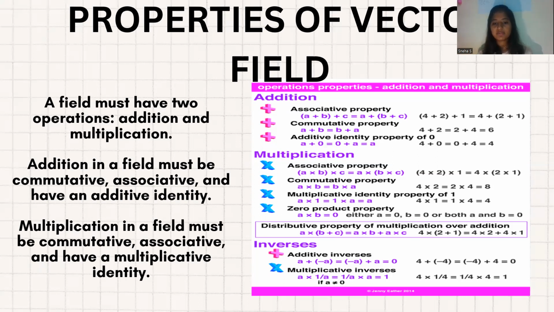Inverses: additive inverse and multiplicative inverse. To a given real number, when you add the negative of that number, it gives you 0. And for multiplicative inverse, when you take a number and multiply it by its reciprocal, you get the result as 1. That is the multiplicative inverse.